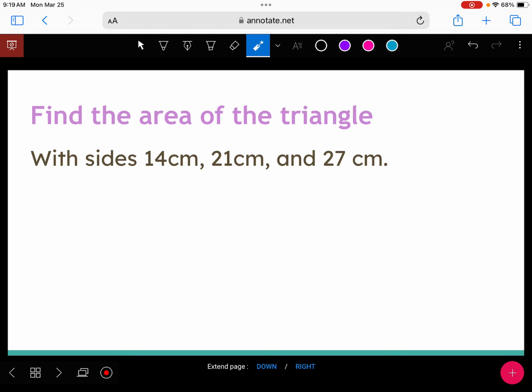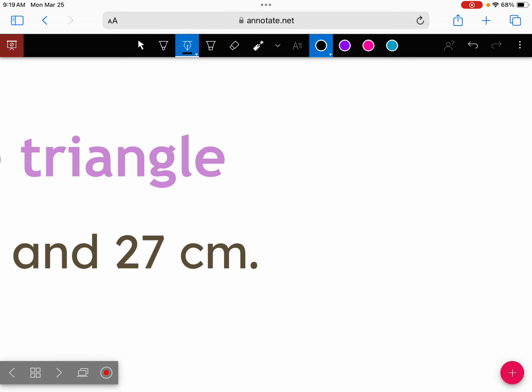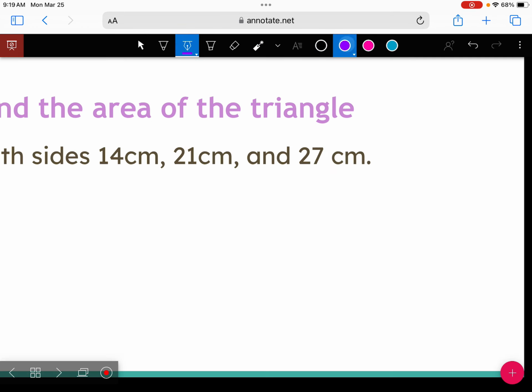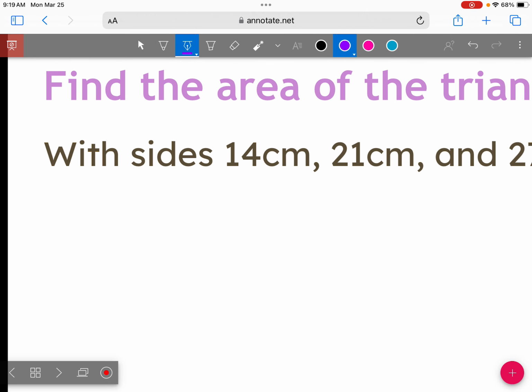And this is one time when I don't think that a picture is particularly helpful. It's not going to hurt. If you want a triangle, feel free, draw a triangle. It's not particularly helpful when we're finding perimeter anyway. What we're going to start with in Heron's formula is we need to find S, that semi-perimeter.